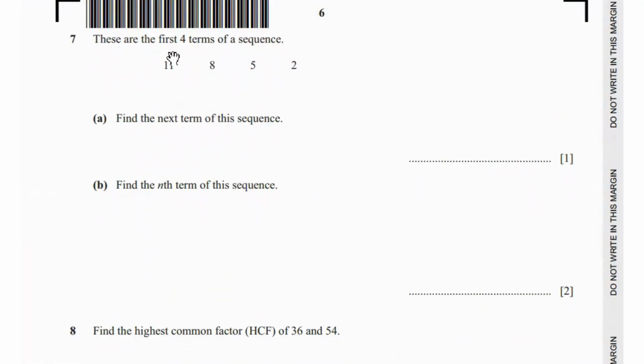Then it says these are the first 4 terms of a sequence. Find the next term of the sequence. So if you notice, to go from 11 to 8, we need to subtract 3. Then to go from 8 to 5, again subtract 3. And from 5 to 2, again subtract 3. So we're subtracting 3 from each consecutive term. So for the next term, we subtract 3: 2 minus 3, and that's going to be -1. For the nth term, what we do is we find the common difference first.